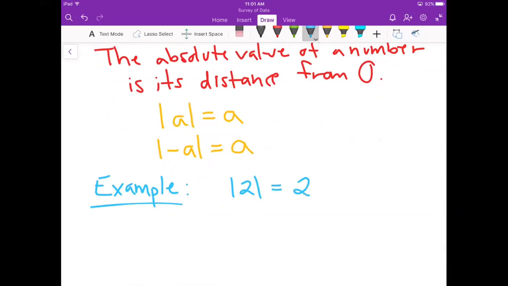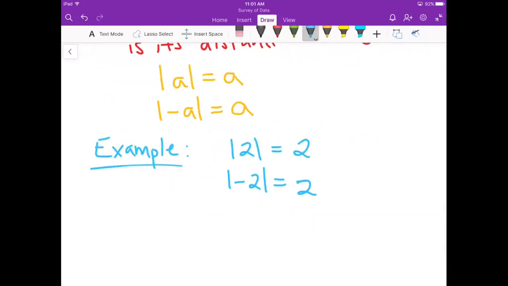Just 2. It's 2 units from 0. What's the absolute value of -2? That is just a positive 2, right? -2 is 2 units away from 0. Now you have to just be careful here.